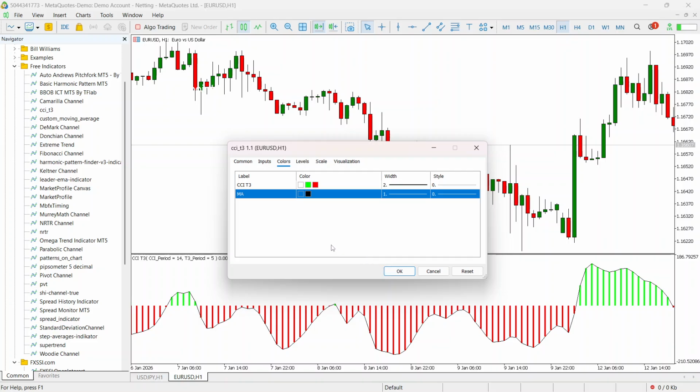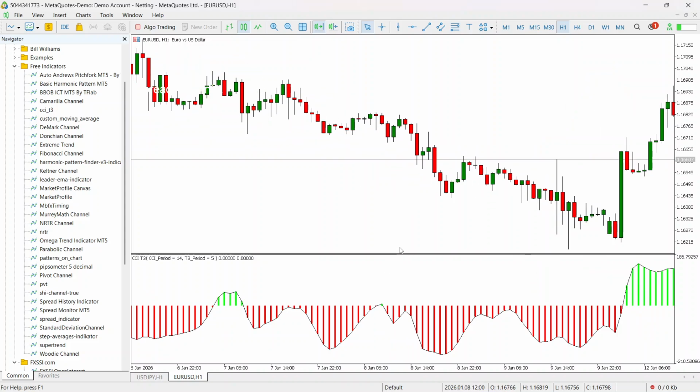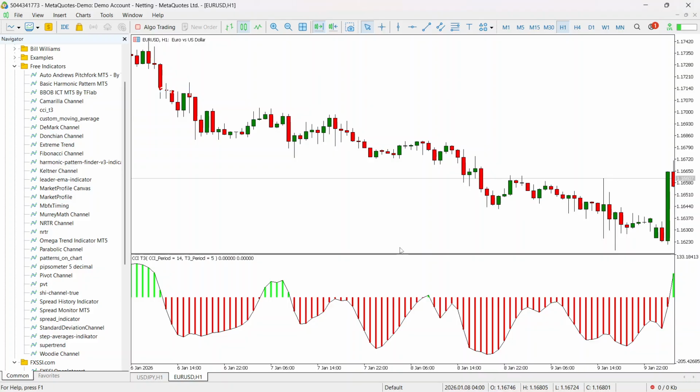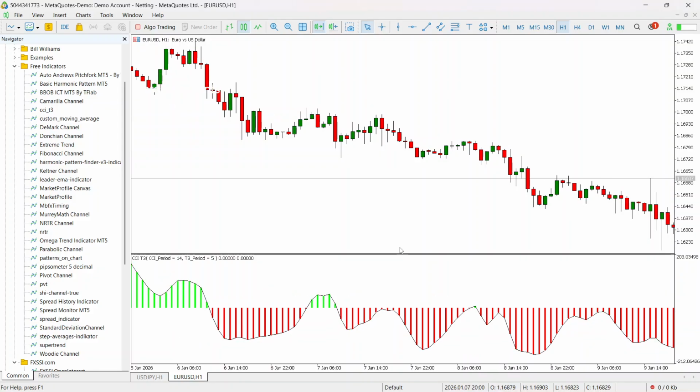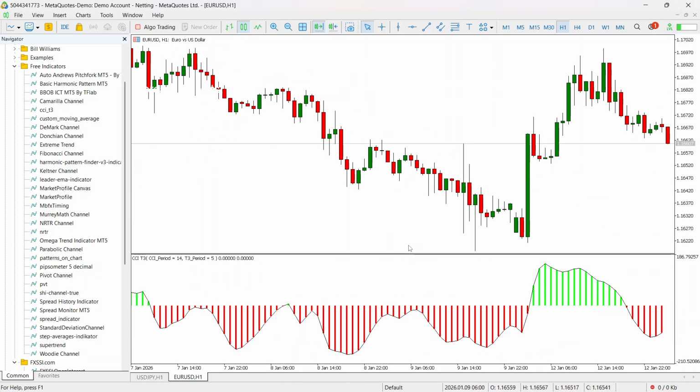Now, who is this indicator for? The T3 CCI indicator is suited to traders who want a blend of momentum and trend analysis and appreciate smoother indicator behavior with reduced noise. It remains a lagging indicator based on historical price data and can produce false signals in low volatility or choppy environments, and its performance depends heavily on choosing parameter settings.